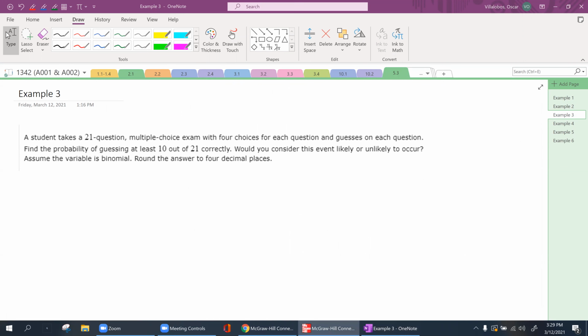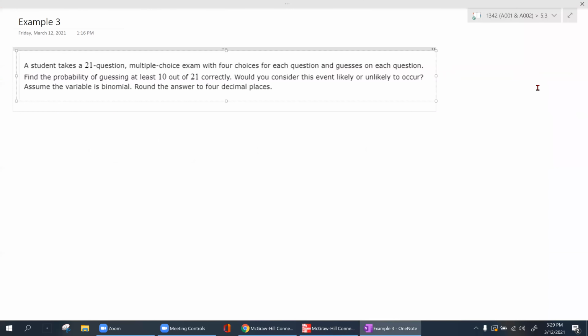Right, we have here example 3. A student takes a 21 question multiple choice exam with 4 choices for each question, and guesses on each question. So we have more real world life applications here. Find the probability of guessing at least 10 out of the 21 correctly. Would you consider this event likely or unlikely to occur? Assume the variable is binomial. Round your answer to 4 decimal places.